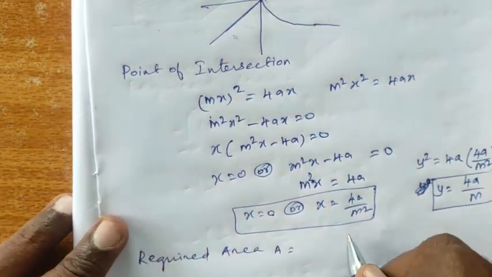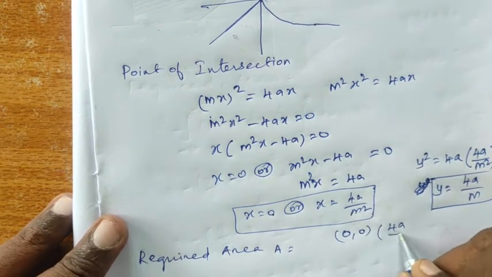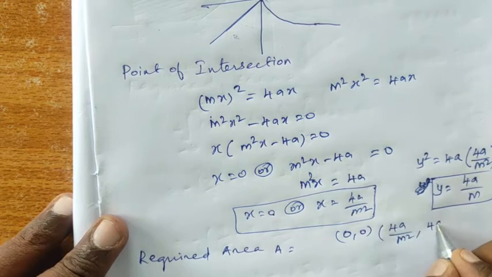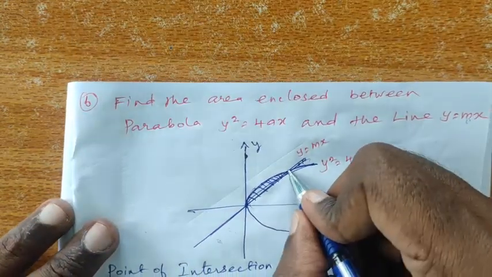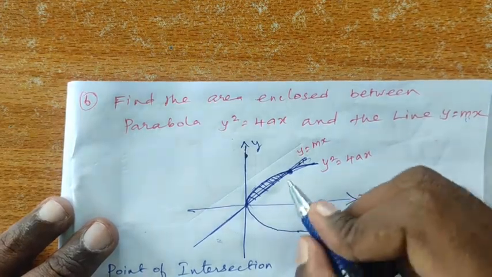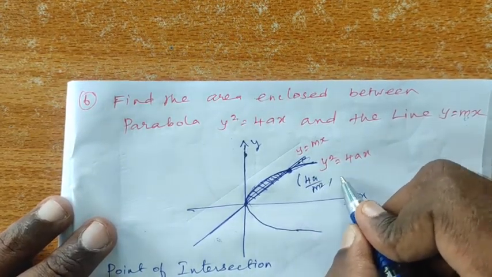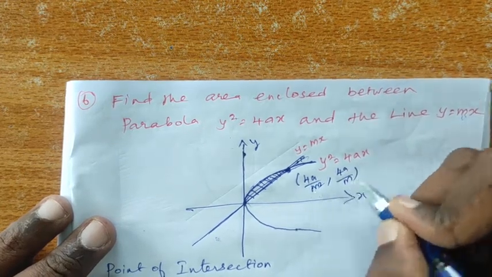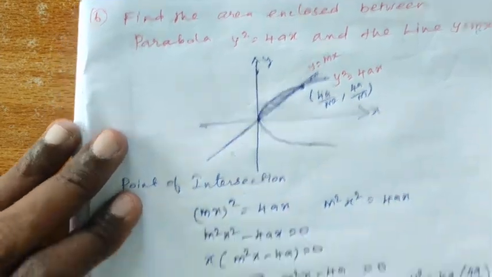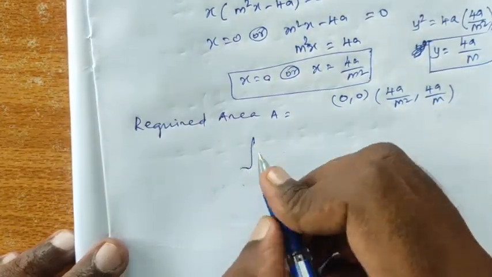Now the points of intersection are (0, 0) and (4a by m square, 4a by m). So listen here, this is the point of intersection, 4a by m square, 4a by m. So now the required area A is equal to integration a to b of (y1 minus y2) dx.